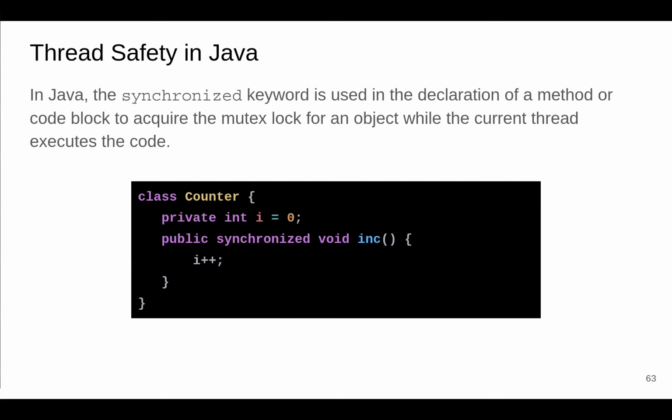So for Java, we can use the synchronized keyword, and the method inc would increment this private variable here, which means that if you have a counter object and multiple threads trying to increment, they would have to wait until they get the lock and can then update the target value going forward.